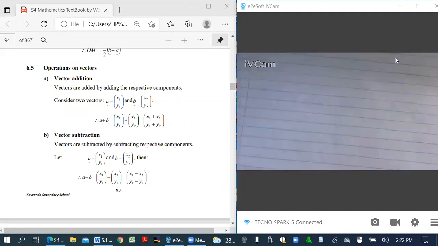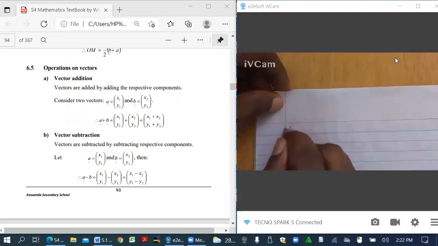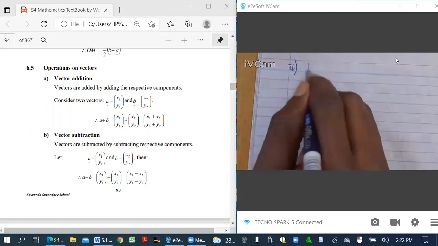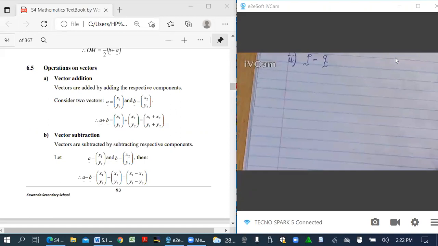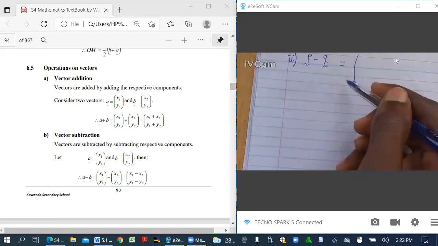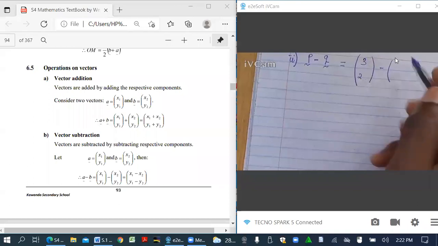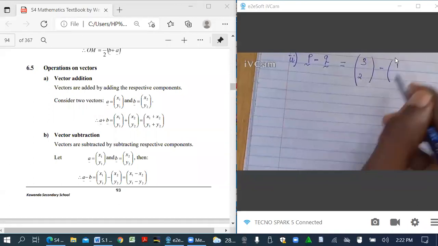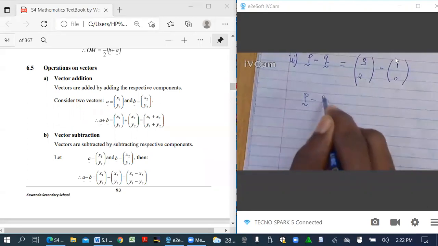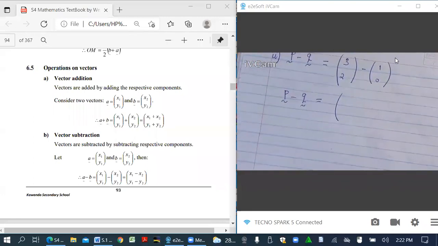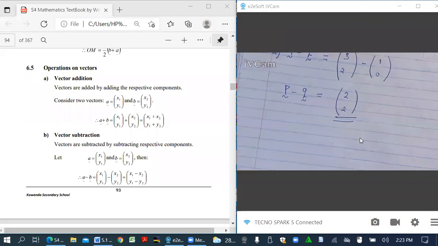Work out Roman 2. In Roman 2, what do we want? Vector P minus vector Q, right? What is our vector P? It is 3 and 2, take away 1 and 0. Who has got the answer already? 2 and 2. Is it 2 and 2? Yes, 2 and 2.